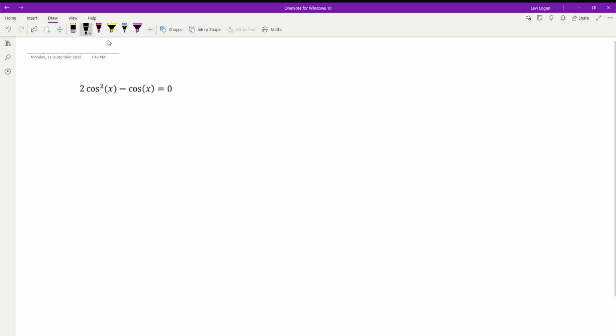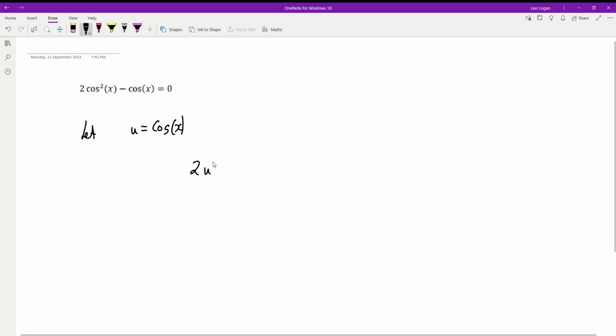Hey guys, in this video we're going to be solving this trigonometric equation. So the way you would start solving this one is by making a substitution, because you can see it's got two cos terms but one of them is squared. So why not let u equal cos x? The reason why we do this is now it's going to turn into a quadratic pretty much.